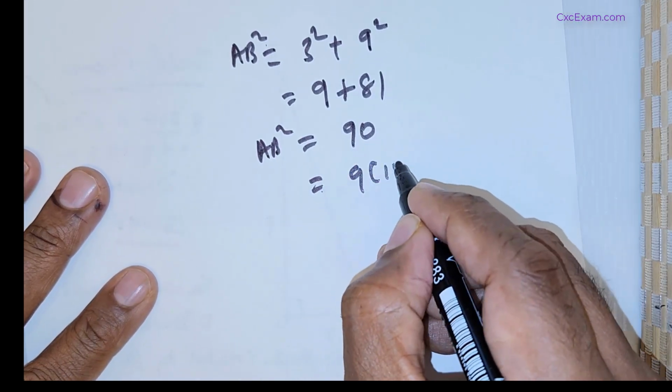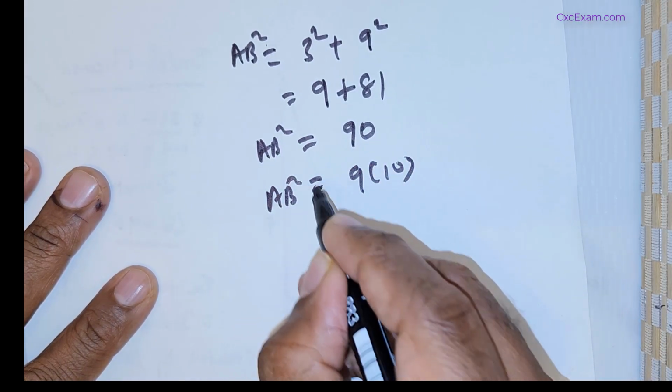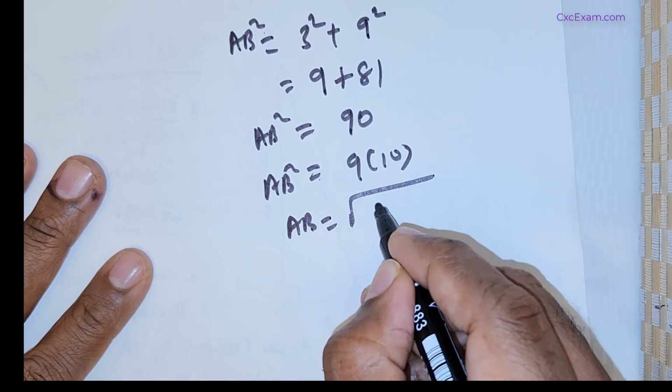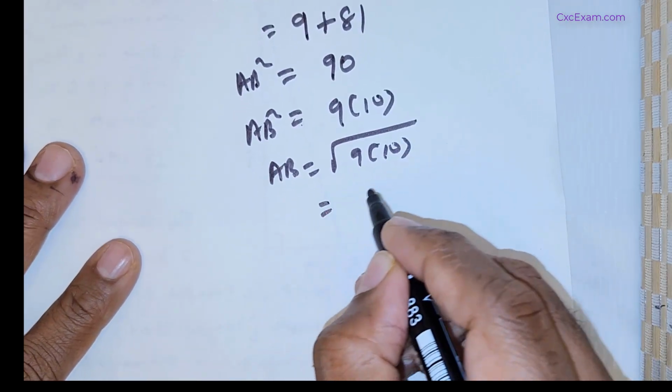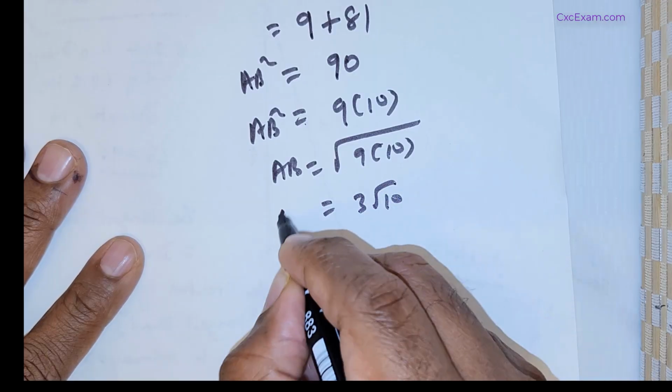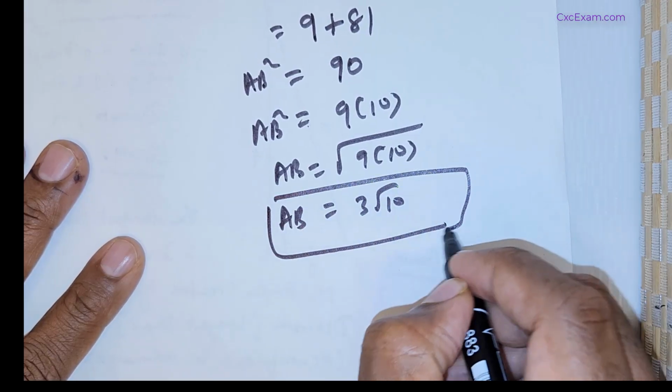So 90 I can rewrite as 9 times 10. You have AB squared, so AB is equal to root of 9 into 10, which is nothing but 3 times the root of 10. So this is the value of AB units.